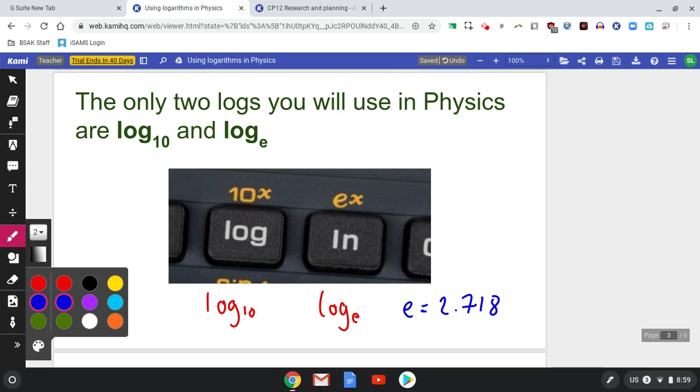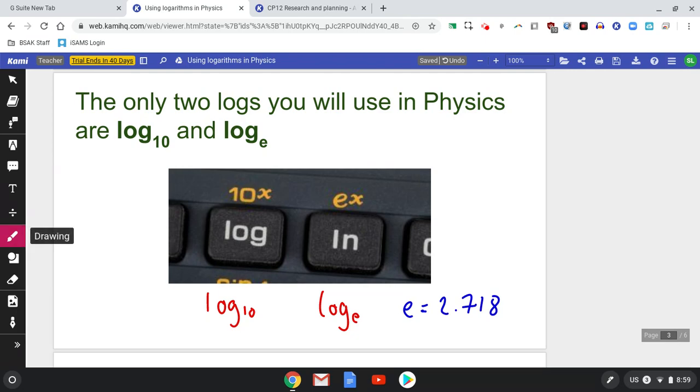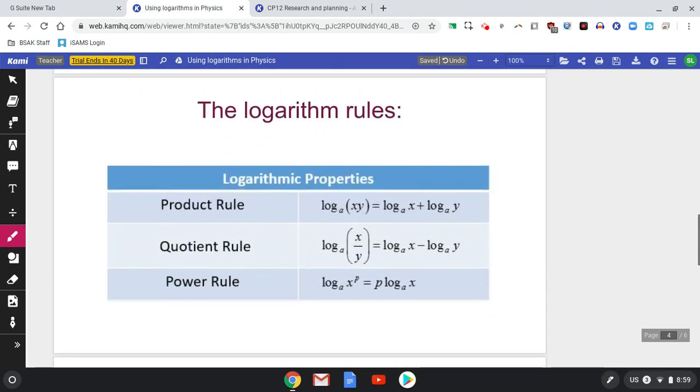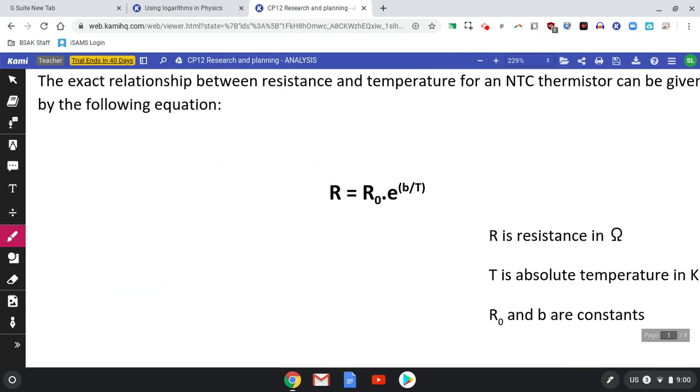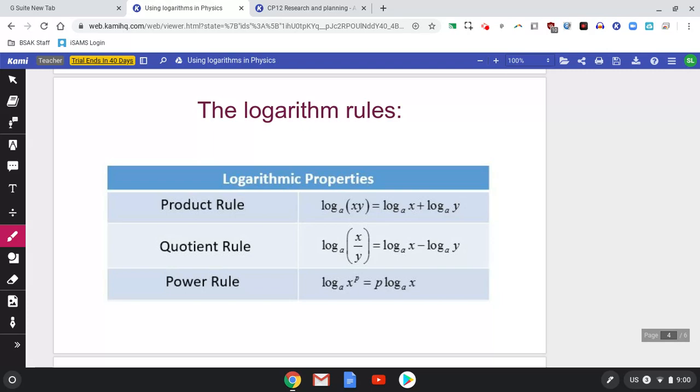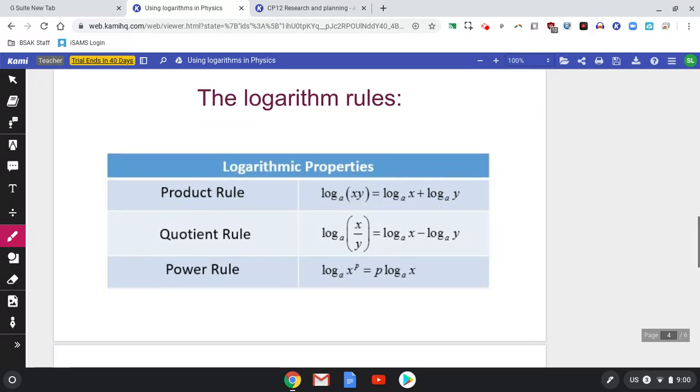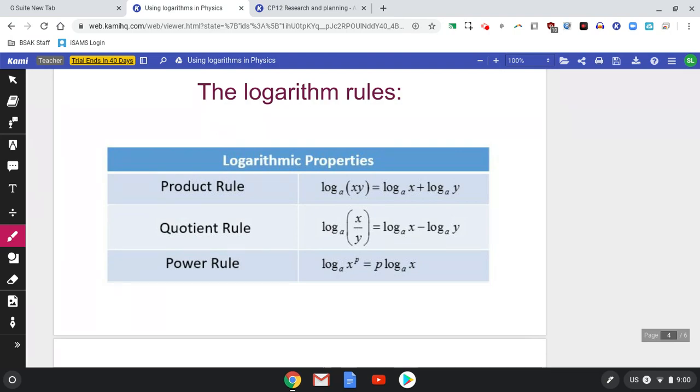So they are the only 2 logs. They're the only 2 bases that you will use in physics, which is convenient. Okay, in maths you'll be using loads of them. All right. Now, the logarithm rules. This is what we need in physics. This is what we need to tackle this equation here. Okay. Right. These are the 3 you use in physics. Okay, there are more in maths, obviously, but these are the 3.